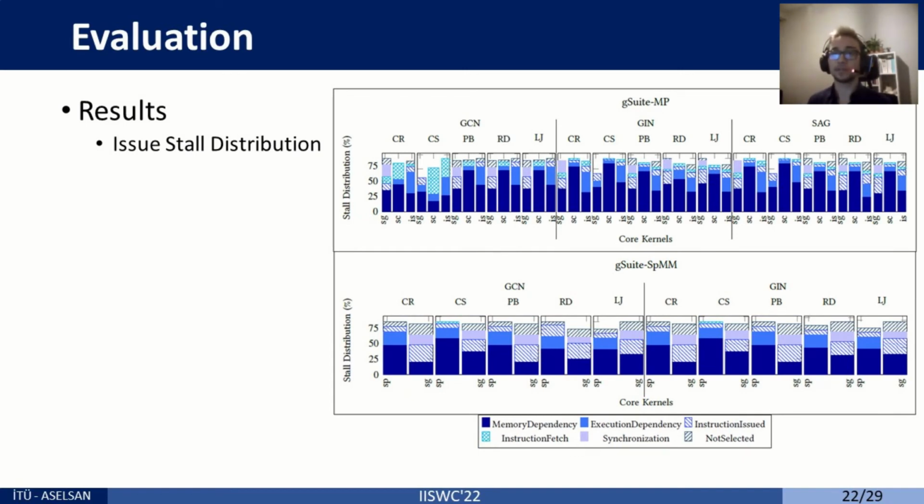Issue stalls explain why an active warp was not eligible during its execution. In our experiments, it varies greatly as we adjust the dataset and GNN model. As the size of the dataset gets larger, all the core kernels except SGEMM develop memory dependency. We found that the memory dependency is a dominant stall in both MP and SPMM-based implementations, with 46% on average. This is due to irregular memory access pattern of GNN inference tasks.